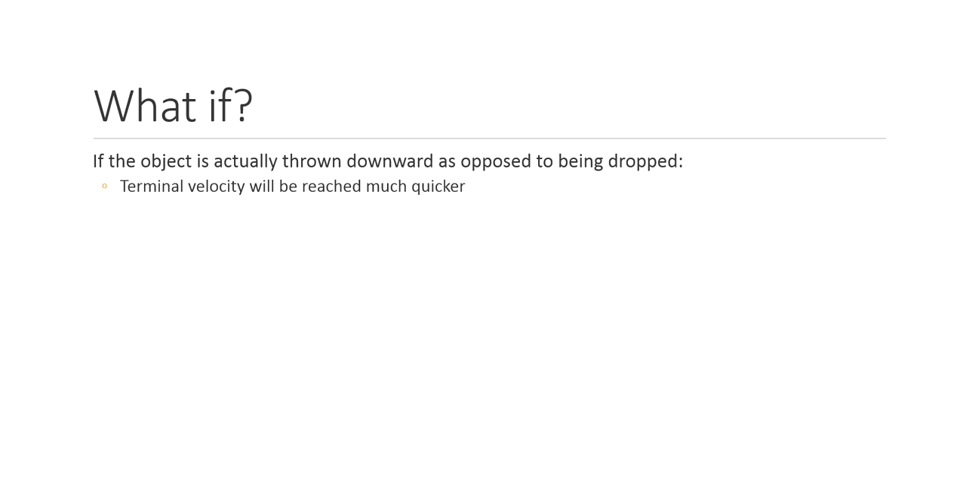Now, a small what-if question. So, say the object is actually thrown downwards instead of being simply dropped. If this were to happen, we will notice that the terminal velocity will be reached much quicker. In other words, we'll have a straight line faster than if we simply drop the object. This is due to the fact that the object is now actually going faster and the drag forces affect it quicker than if it were simply dropped, where initially only the force of gravity is affecting it.